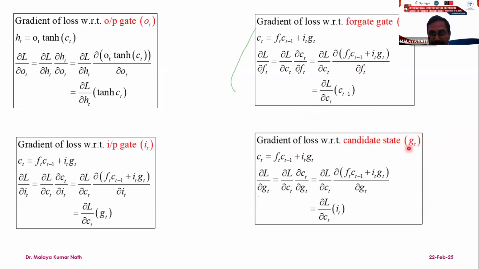So what is the candidate state? If you take the derivative of loss with respect to GT, that is the derivative of loss with respect to CT and the derivative of CT with respect to GT. Already we have discussed that CT depends upon two pieces of information: what information has to be removed, and what information has to be added. Now substitute this expression and take the derivative. This will give rise to IT. So del L by del GT will be represented by the derivative of loss with respect to CT multiplied by IT.